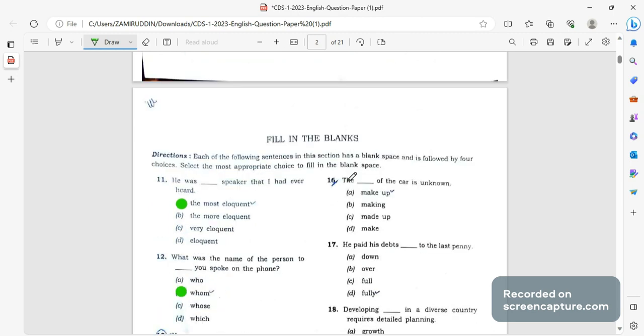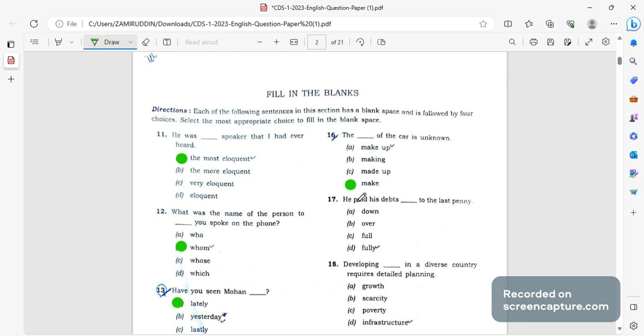The dash of the car is unknown. Makeup won't be the right answer. Made up, making, these are not the correct answers. The make of the car is unknown. Don't try to use unnecessary phrasal verbs here. The make is the correct answer.